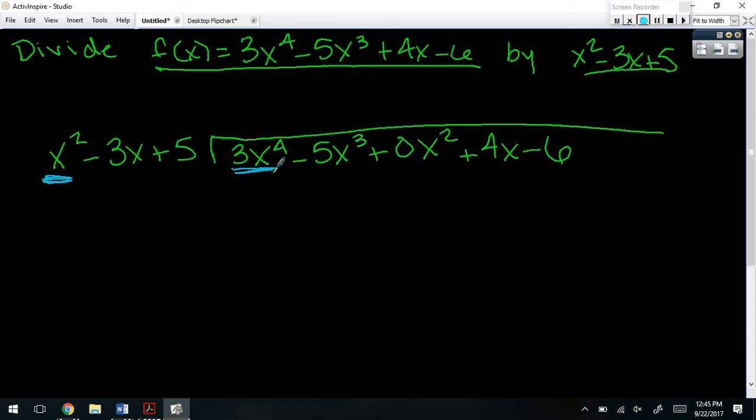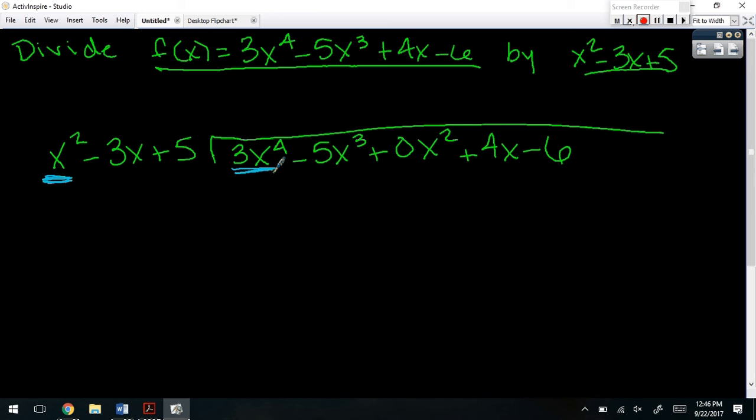Yes. In other words, remember, what do I need to multiply x squared by to get 3x to the 4th? x squared, because 2 plus 2 equals 4. Correct. It goes in there 3x to the 2nd times. Do we all see that?